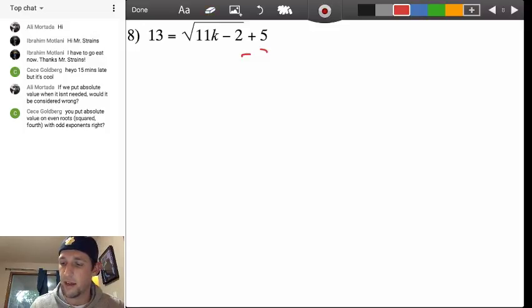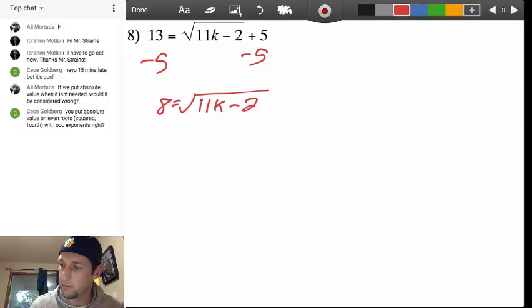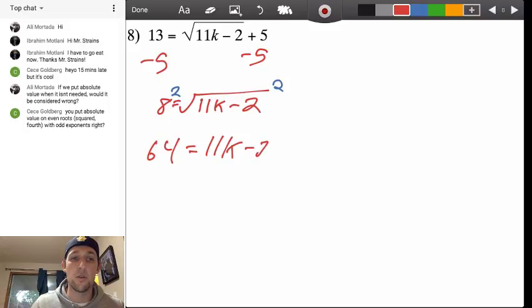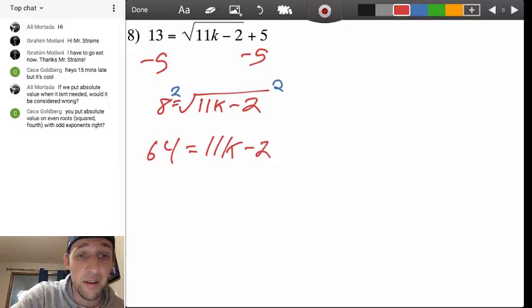So I'm going to subtract 5. I get 8 equals square root of 11k minus 2. Now I should square both sides. I get 64 equals 11k minus 2. So over on the right, squaring the square root simply canceled it out. That's all it really did, it just got the square root to go away.